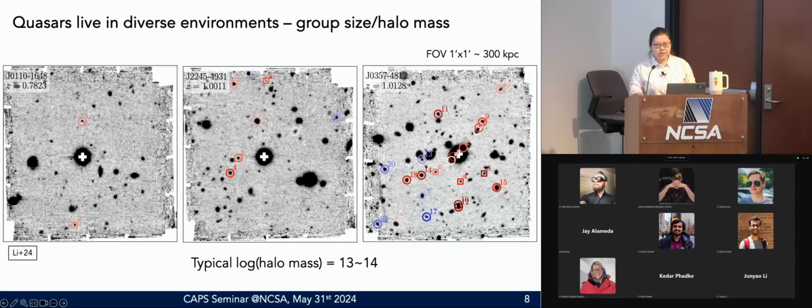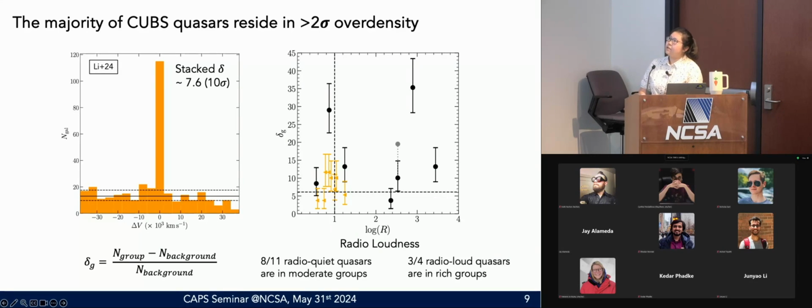Yeah. So this is quite surprising because previously, according to wide field surveys and clustering studies, we often think that quasars reside in the most overdense regions, especially the radio loud quasars. But here we're seeing that they could actually be in fairly poor groups as well. So we can quantify the overdensity by comparing the numbers of galaxies when there is a quasar and when there is no quasar in the field.